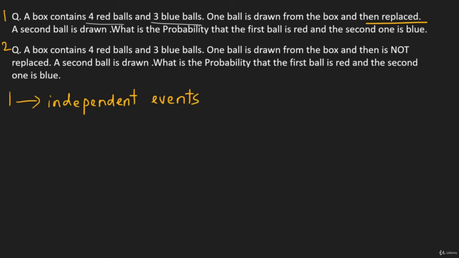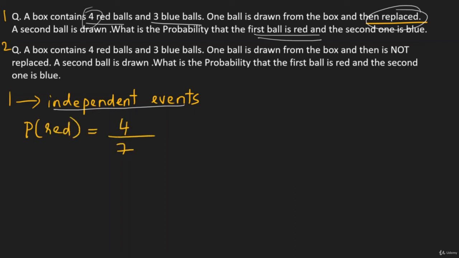What are the two events? The first event is drawing the first ball and the second event is drawing the second ball. And these two events are independent because we replace the ball after doing the first draw. Let's find out the probability to get a red ball in the first go. That would be favorable cases, which is 4, divided by total cases, which is 4 plus 3, which is equal to 7. What about drawing a blue ball in the second attempt? That would be favorable cases, which is 3, divided by 4 plus 3, which is the total cases. And over here you have 7 because we have replaced the ball, right?